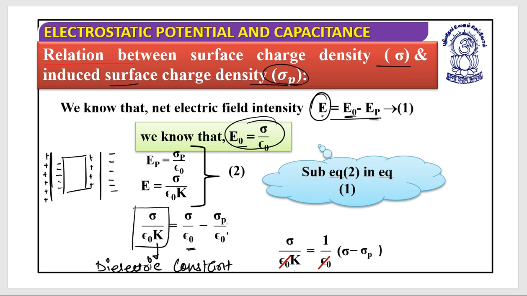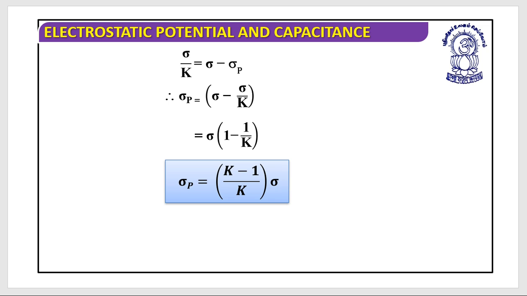So if I replace the values, sigma by k is equal to 1 by epsilon naught into sigma minus sigma p, and epsilon naught is a constant. So if that has been cancelled, sigma by k is equal to sigma minus sigma p. So sigma p I can write as sigma minus sigma by k. So sigma of polarizing, or sigma induced, is equal to sigma into bracket 1 minus 1 by k.